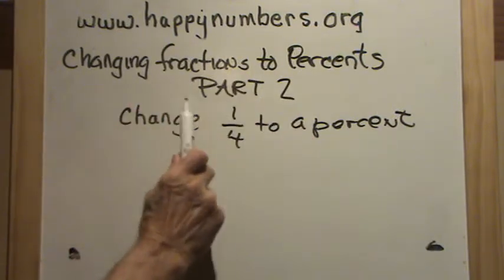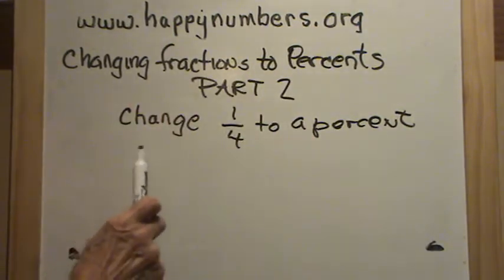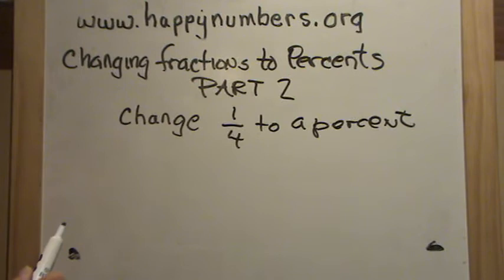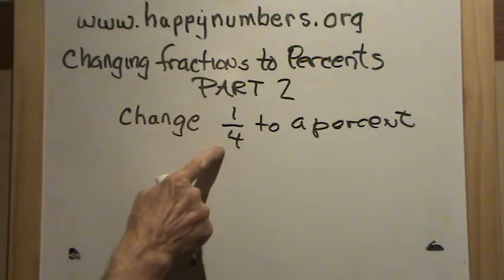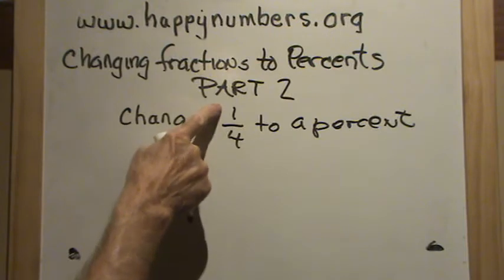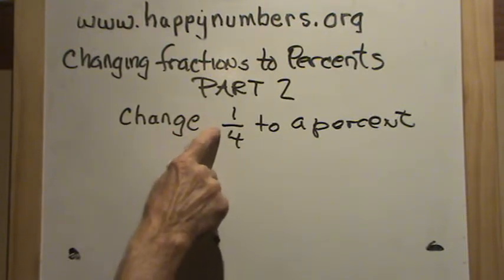Changing fractions to percents, part 2. In part 1, we changed fractions to percents by multiplying the fraction times 100. Here, the second method is to divide. Now, this fraction 1/4, this is the numerator, this is the denominator, this is a division line.